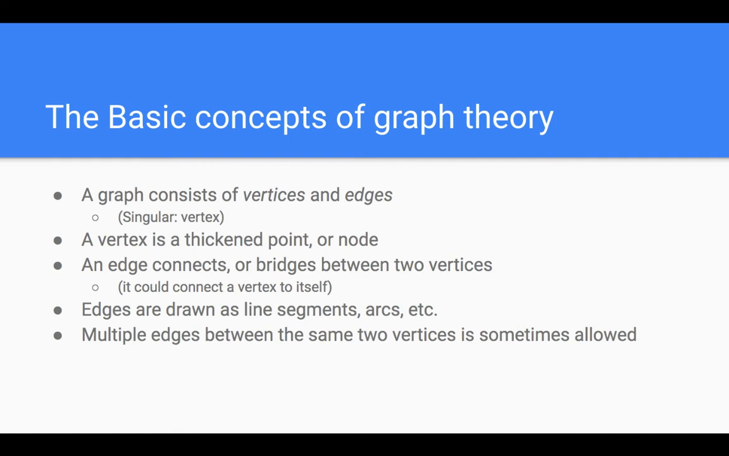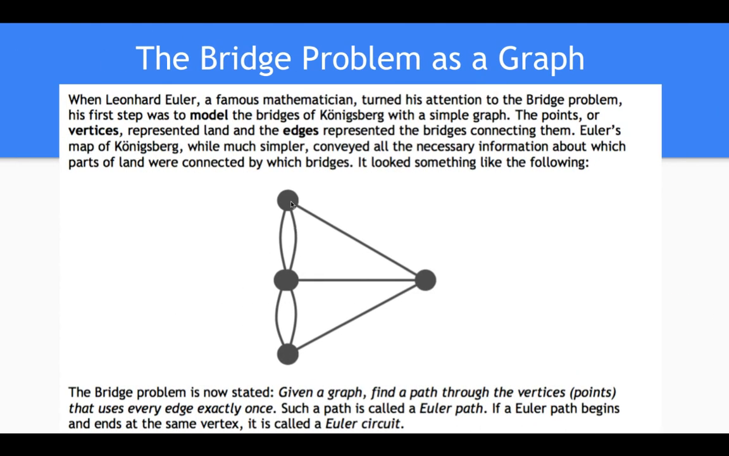An edge connects or bridges between two vertices. It could connect a vertex to itself, and we'll look at an example of that in a second. Edges are drawn as line segments, arcs, etc. Multiple edges between the same two vertices are sometimes allowed. If you look back here, there are multiple edges between these two vertices. Same here, multiple edges between these two vertices.